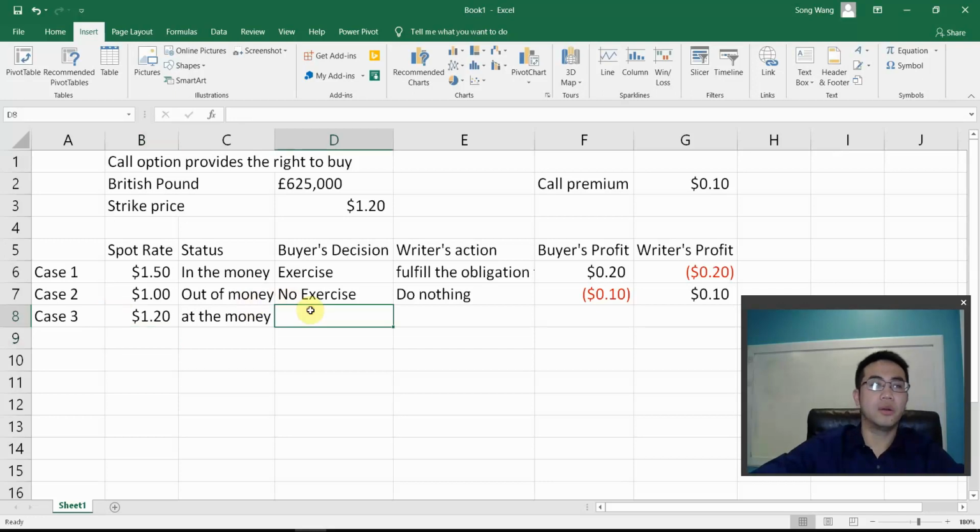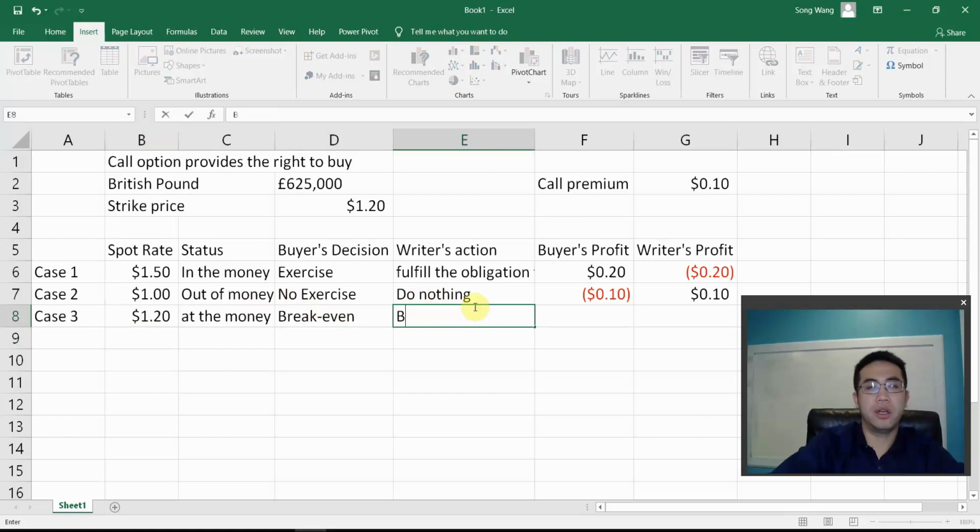Okay, so the buyer decision would be a break even. The buyer can choose to exercise it or not exercise it. It's the same, and then the writer's action would just be doing nothing. Well, it depends. It's also break even.